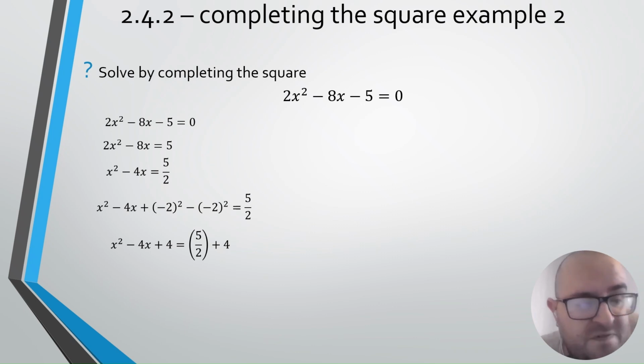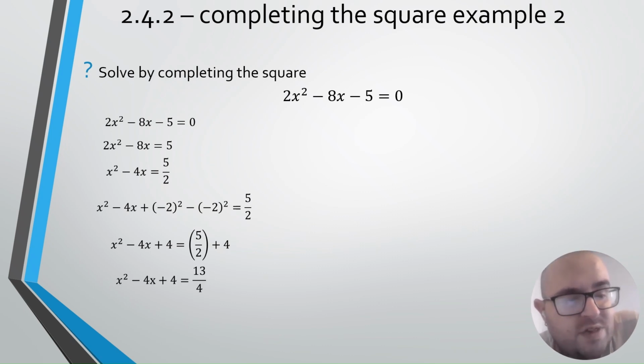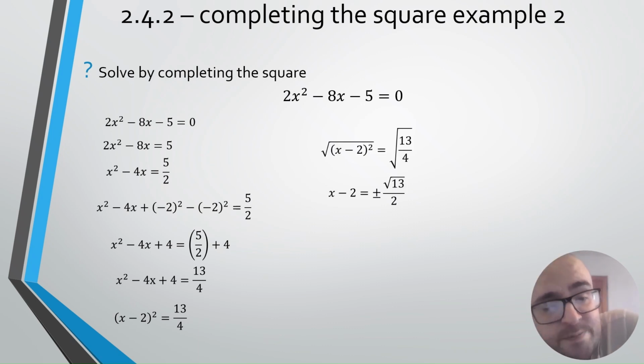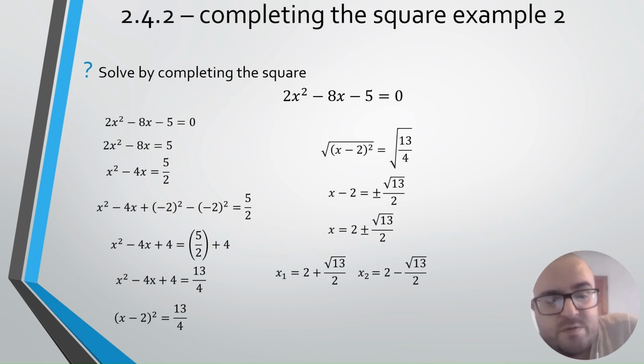We take the negative 5 over 2, and the negative 4 over to the right hand side, and it becomes the positive 4. You then simplify further, it becomes x squared minus 4x plus 4 equals 13 over 4. So x minus 2 squared is 13 over 4. Taking the square roots again and simplifying further, you have your final two solutions.